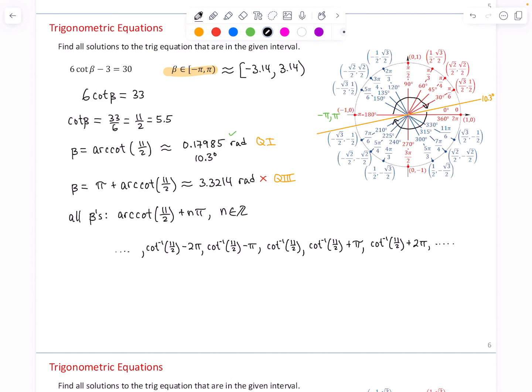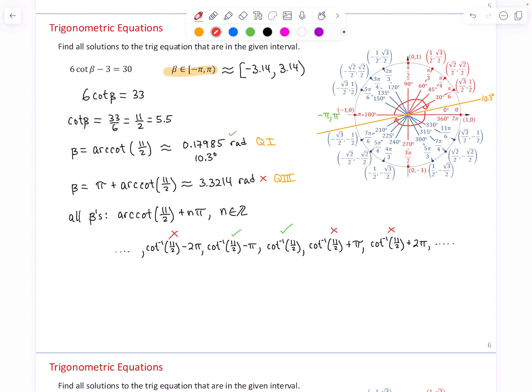in that direction. Now we've already established that the arc cotangent of 11 halves is between negative pi and pi. We've already shown that adding pi made it too large, so adding more will continue to make it too large. But removing pi, if I start at arc cotangent of 11 halves, which is about 10.3 degrees, and go clockwise pi, then I will stay within my window of negative pi up to positive pi. But if I rotate again another pi radians clockwise, I'll leave my window.